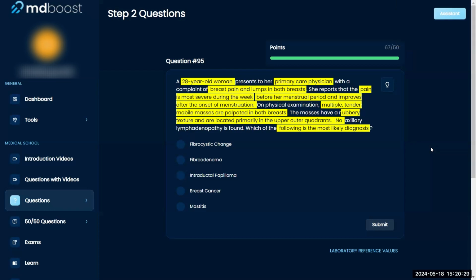So cyclic breast pain, right, which is pretty classic for fibroadenoma, but it's in both breasts, and it's like there's multiple tender nodules here. So I'm thinking fibrocystic change. I'm pretty sure that also has cyclic pain. I'm not as certain as I am for fibroadenoma, but I still go with A.